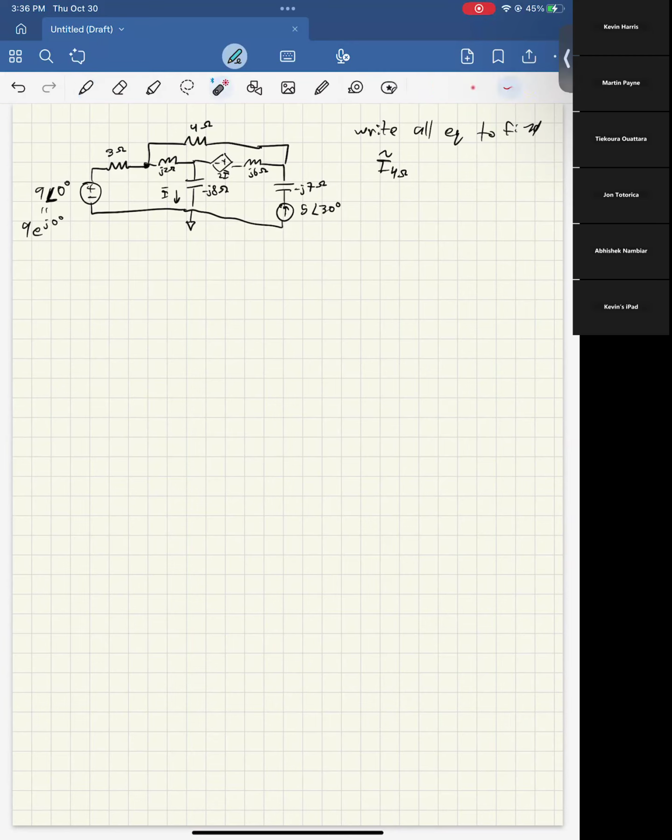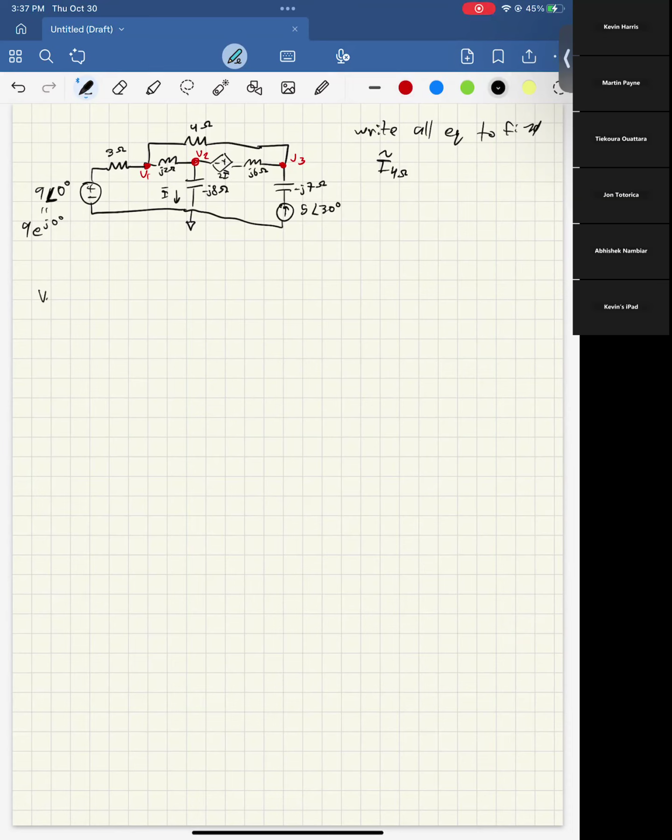We look at this, okay, what are our nodes? We have one node here, one node here, and one node here. I'll call these V1, V2, and V3. And we want to find this current eventually. And there's one dependent source, so we're going to have one dependent source equation. So overall, we have 1, 2, 3 equations, and then another equation for the dependent source, and then one equation to actually say what that current is through the 4 ohm resistor. I'm just going to write all the equations real quick right now.